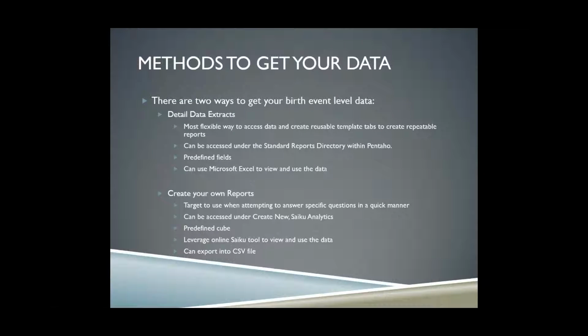The first thing we'll do is talk about the methods of getting your data out. As I stated, one method is getting the raw data through a CSV or Excel report out of Pentaho itself. This is probably the most flexible way of accessing your data because it's at the most granular level, the actual births themselves, and it allows you to do many things with the data as it makes sense for you.